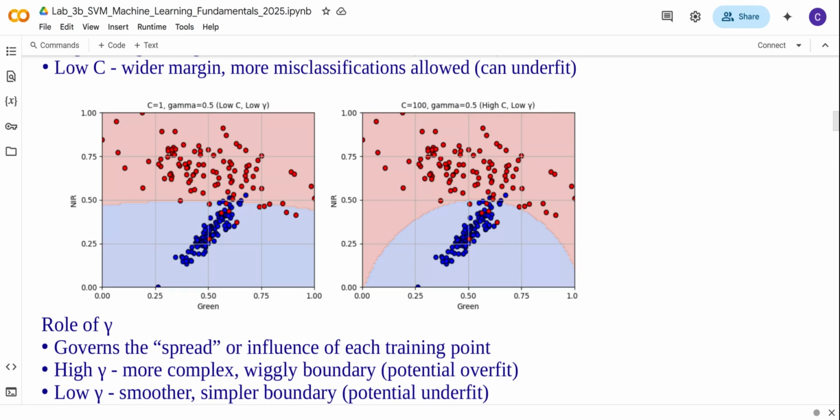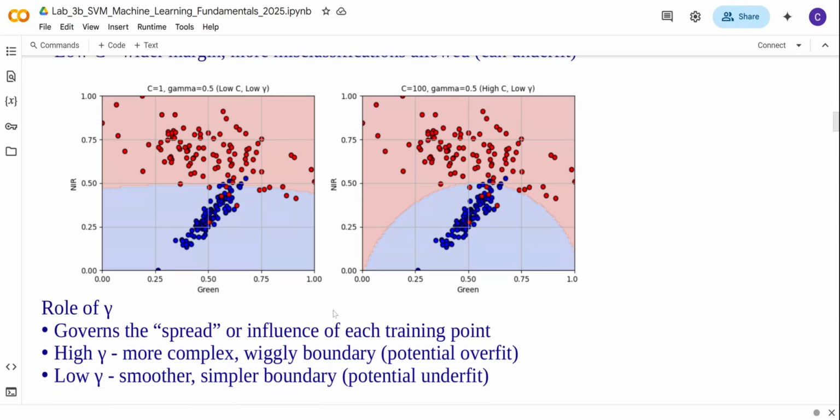If we have a high gamma, we have a more localized decision boundary. So here, with a high gamma, there is a risk of overfitting, because there's influence from the nearest neighbor.